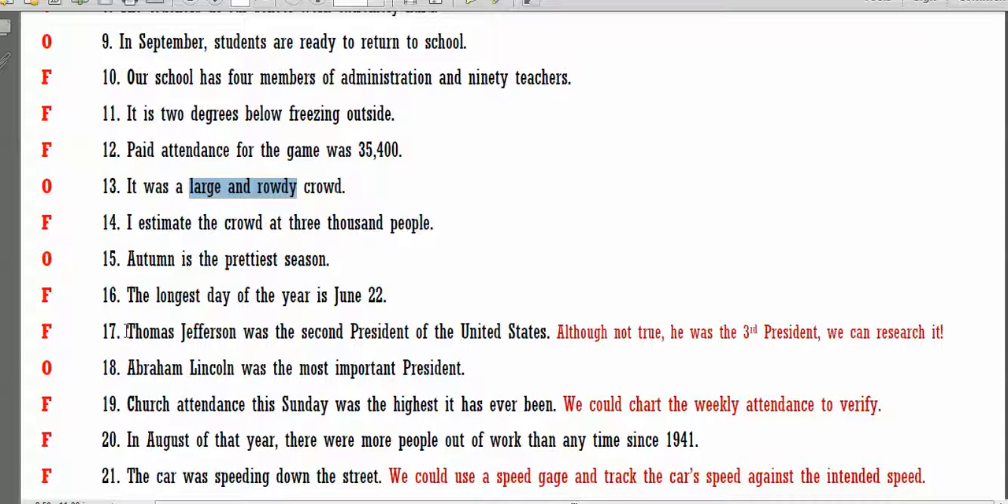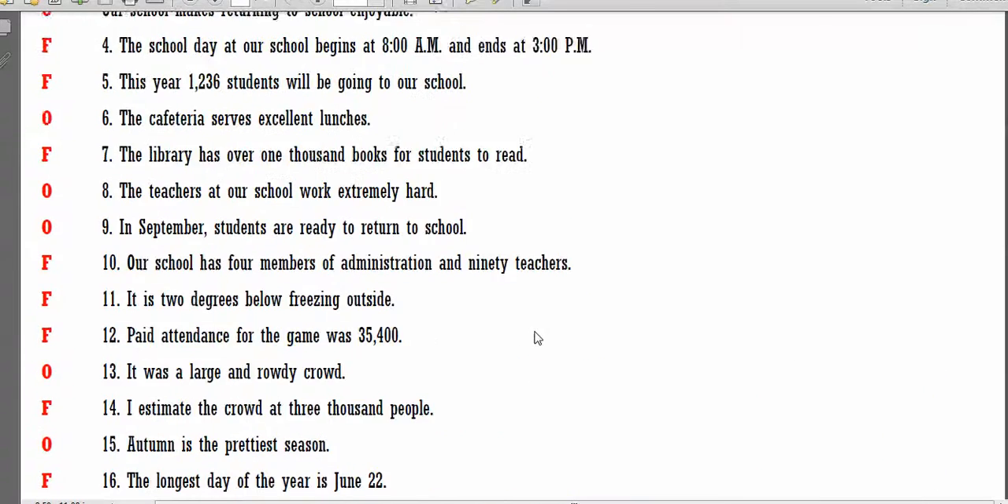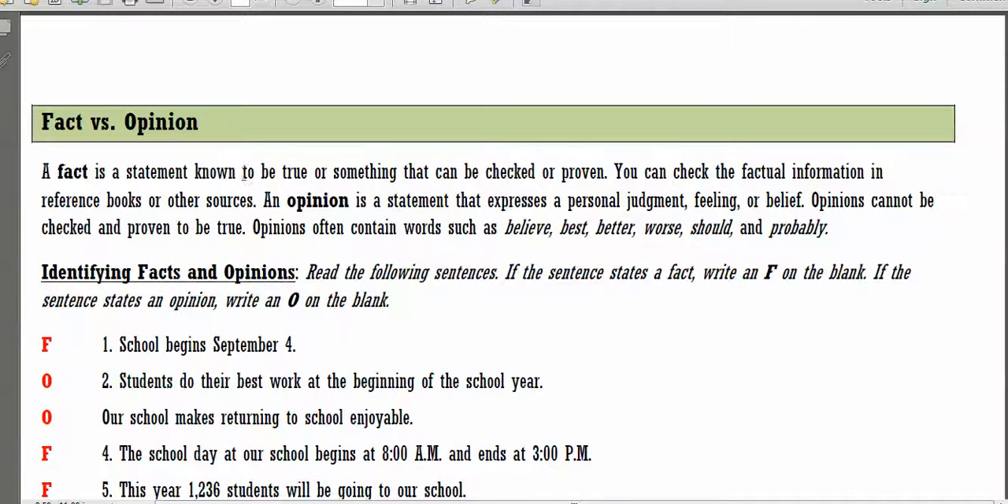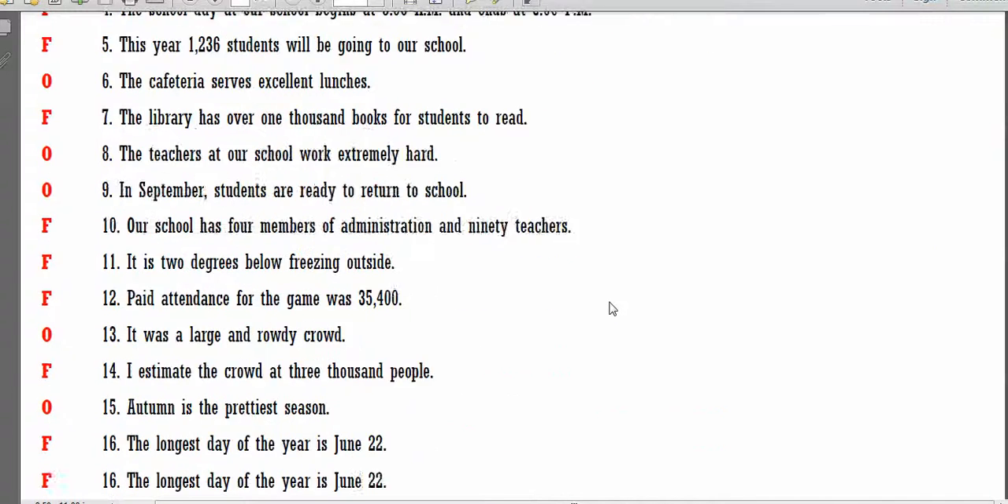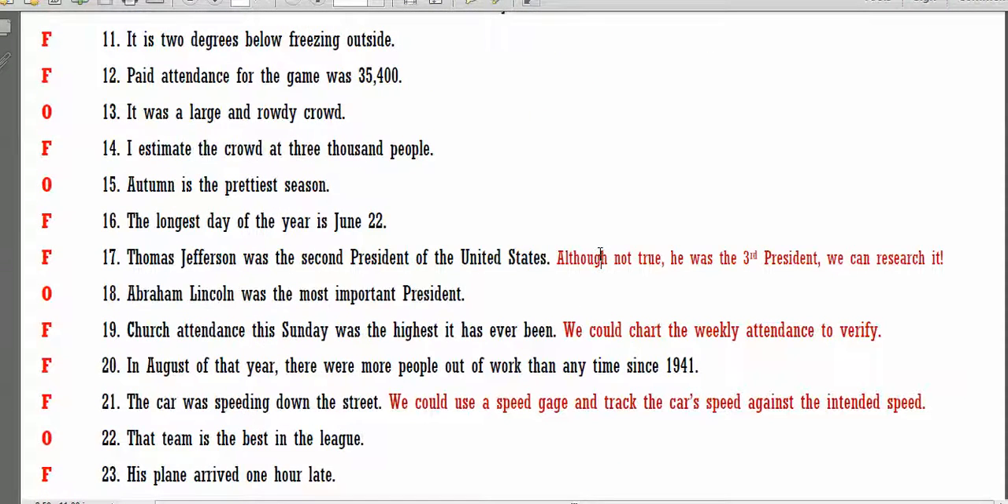And I want to talk about this one. It says Thomas Jefferson was the second president of the United States. Although he was the third president and not the second president, I hope you guys know that John Adams was, we would actually fall this under a fact because according to our definition of fact, it is known to be true or something that could be checked or proven. We could disprove this, okay? So it falls under the fact realm. 18 is opinion. 19 is fact.